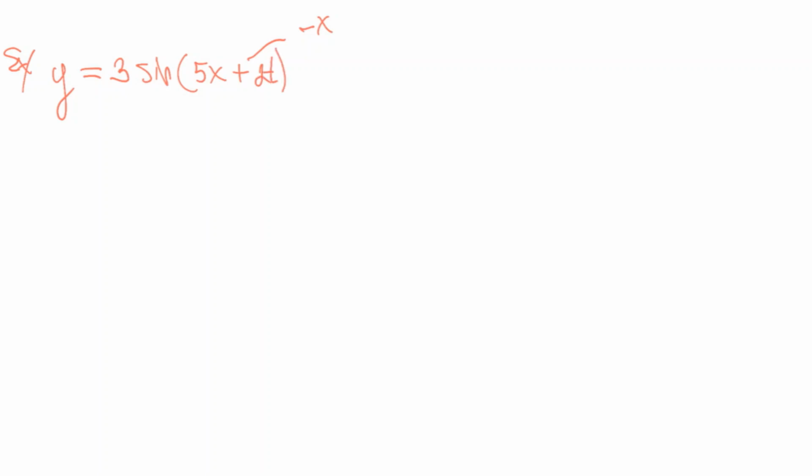So what I have to do, first of all, I want to find the wavelength of this wave that's moving here. So now the number that I need is the number that's in front of x here. In my case, that is 5. So I have to divide 2 pi over 5.